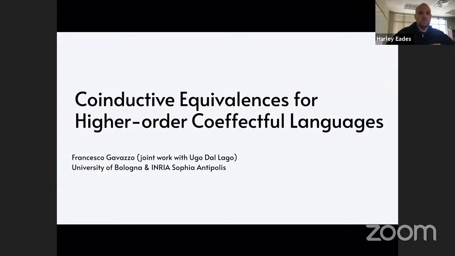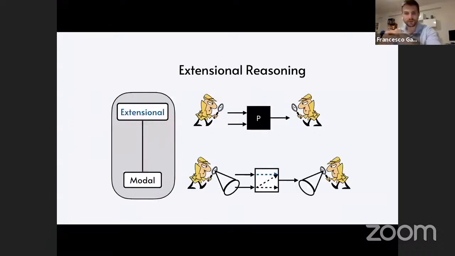Thank you. First of all, thank you very much for the invitation. As far as I understood, the audience has quite a different background. There should be also students in the audience. For that reason, I decided to split the talk essentially in two parts. The first one will be a somewhat gentle introduction to coinductive equivalences. In the second part of the talk, instead, we will see how to apply those equivalences to coeffectful languages.